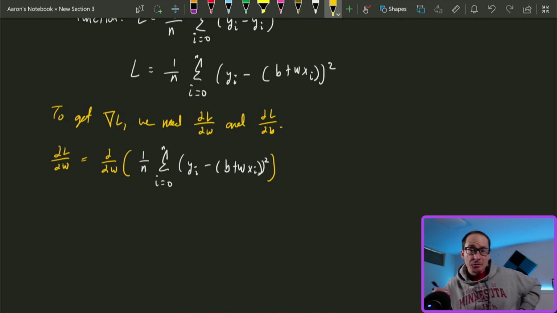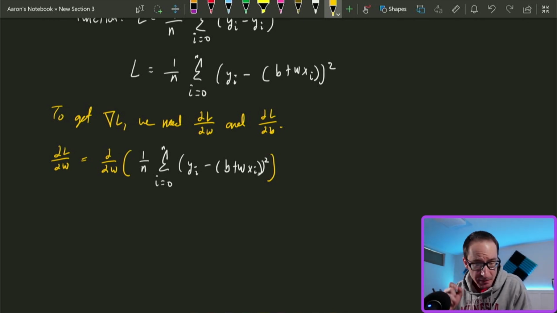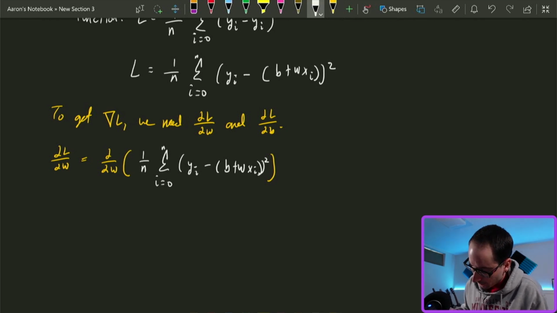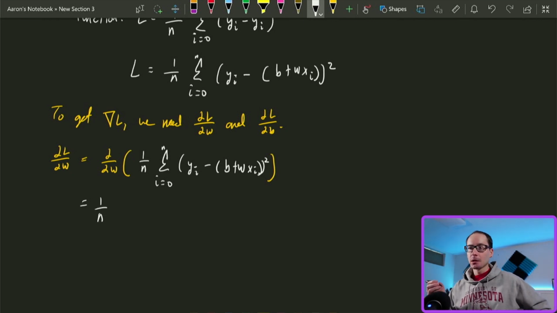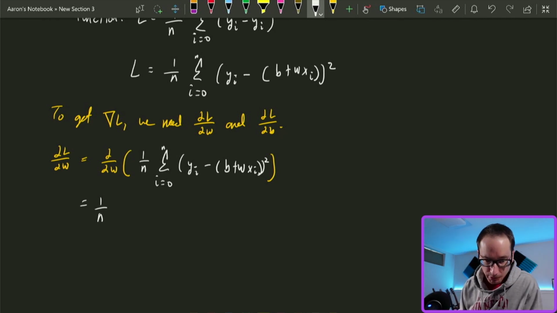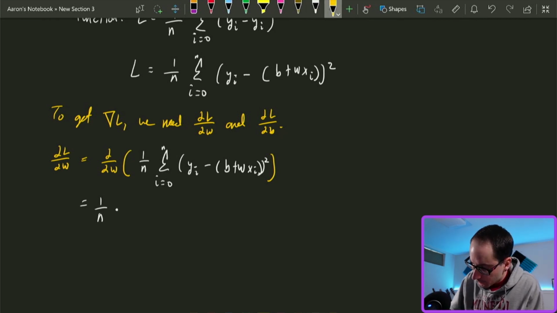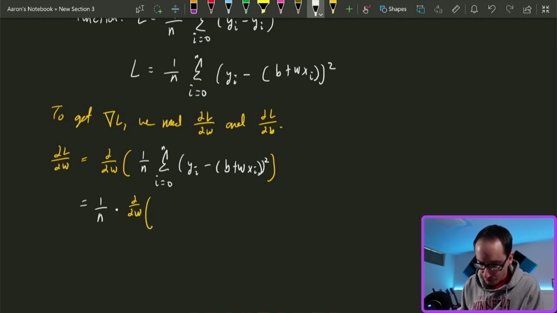Okay, so we're taking the partial derivative with respect to w, which means, for example, the b is a constant value, right? So there's a couple of things we can do here. Also, n is constant as well. So let's do this carefully. I'm going to go ahead and take the 1 over n out. That's just a number. That's a constant multiple in my derivative. So I'm going to do 1 over n times the partial with respect to w of the sum, i goes from 0 to n.